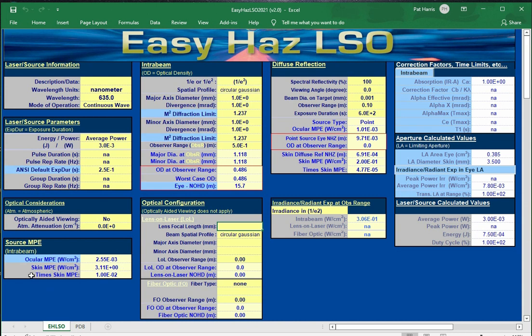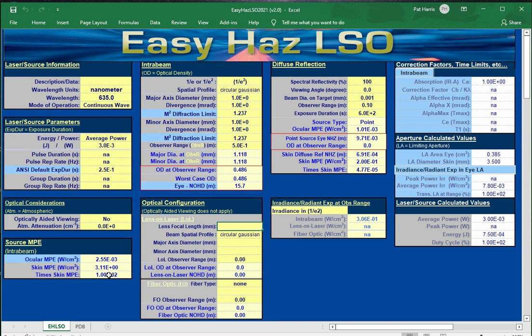Now we don't have anything like an OD value to give you an idea of the hazard to the skin. So what we do is we give you the ratio of the irradiance of the laser based on the skin limiting aperture, how much power is passing through that, divided by the skin MPE, and that ratio is what we report here.